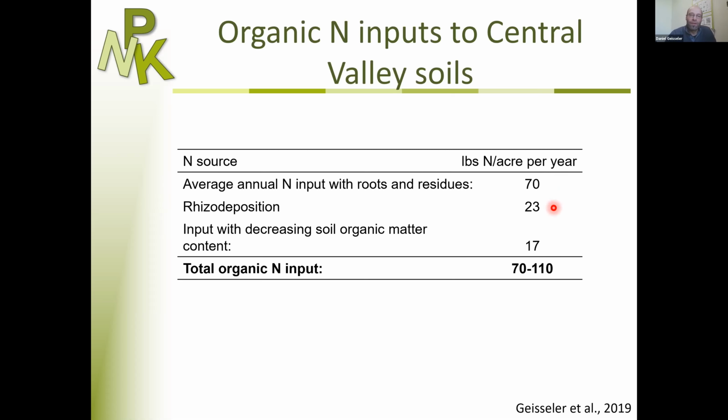Some 23 pounds in the form of rhizodeposition, or the 70 pounds, by the way, that includes the roots. Sorry, I forgot. And there may be some decrease in soil organic matter content. We estimated that at 70 pounds per acre. So that means the total organic input is somewhere between 70 and 110 pounds per acre over a 12-month period. So that's our estimate for Central Valley soils.